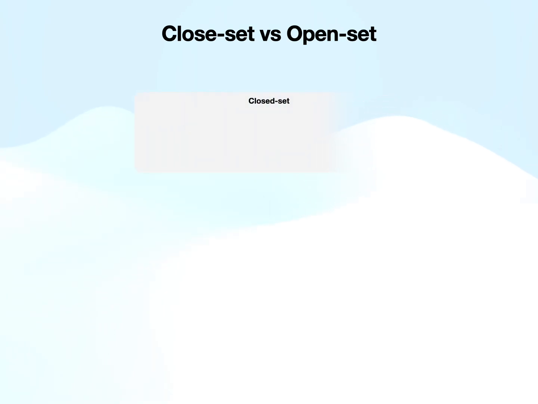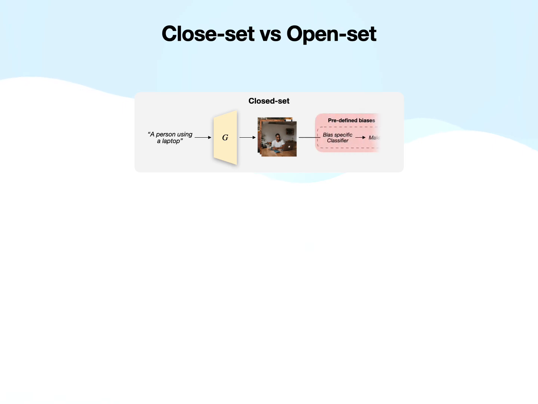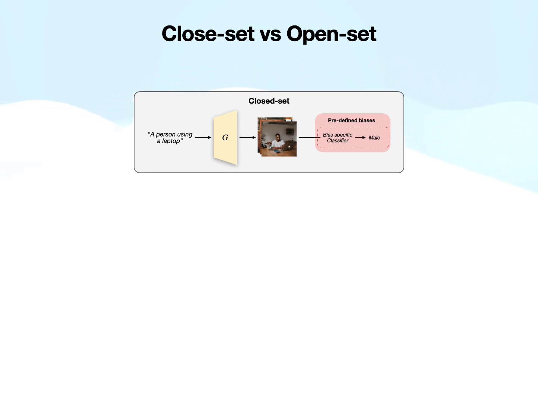Let's now better understand the difference between closed-set and open-set settings. The closed-set formulation begins from a given prompt and the target generative model under study. After generating a set of images, a specific bias is assessed. This step has two major requirements: a predefined set of biases and a bias-specific classifier to detect each bias. These requirements make this setting closed set, as they prevent the discovery of novel biases.